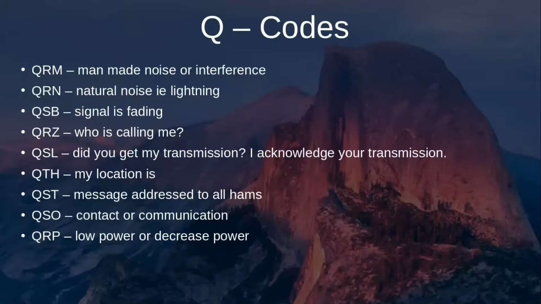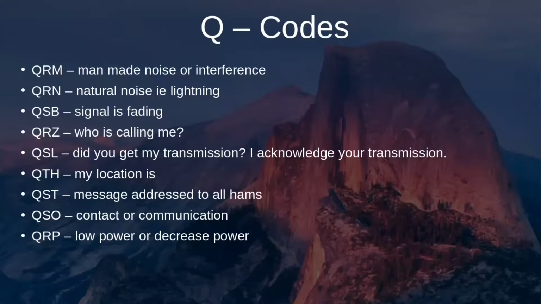So the first two are QRM or QRN, Quebec Romeo Mike, Quebec Romeo November. So QRM is man-made noise or interference. And I put emphasis on the M because you can remember it that way. So QRM is man-made, M for man-made. And QRN, N for November, is natural noise. So natural noise in the background, such as lightning.